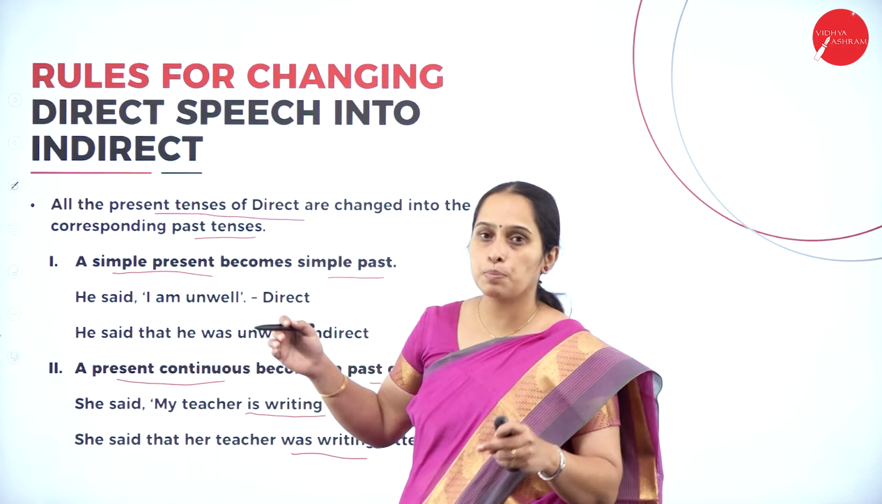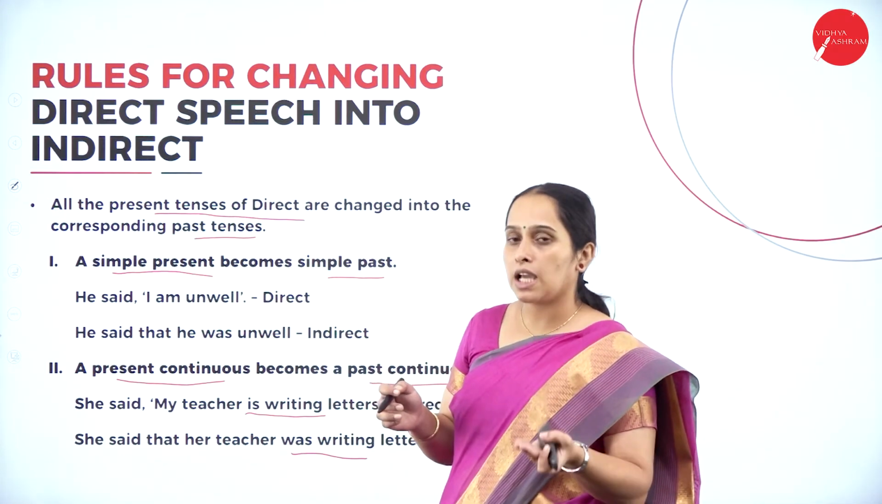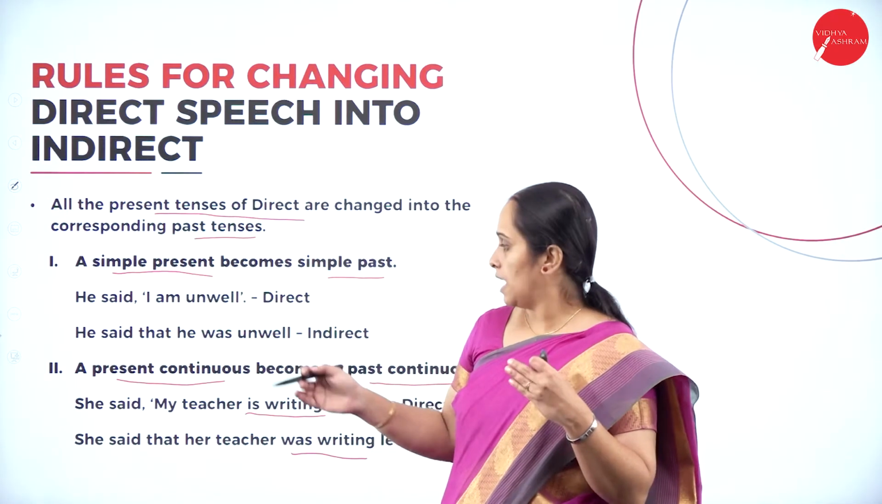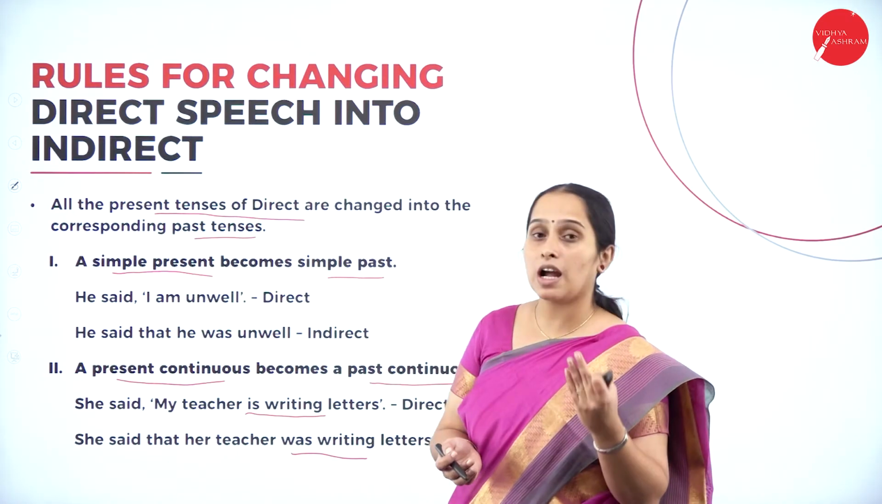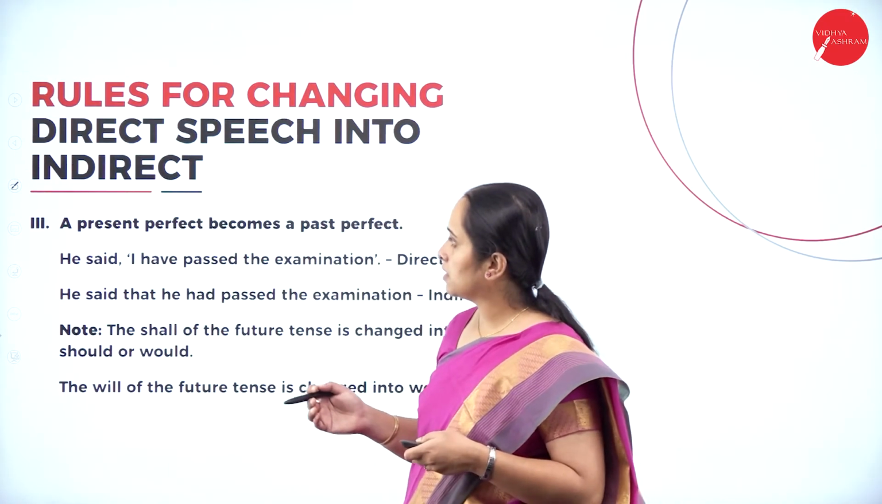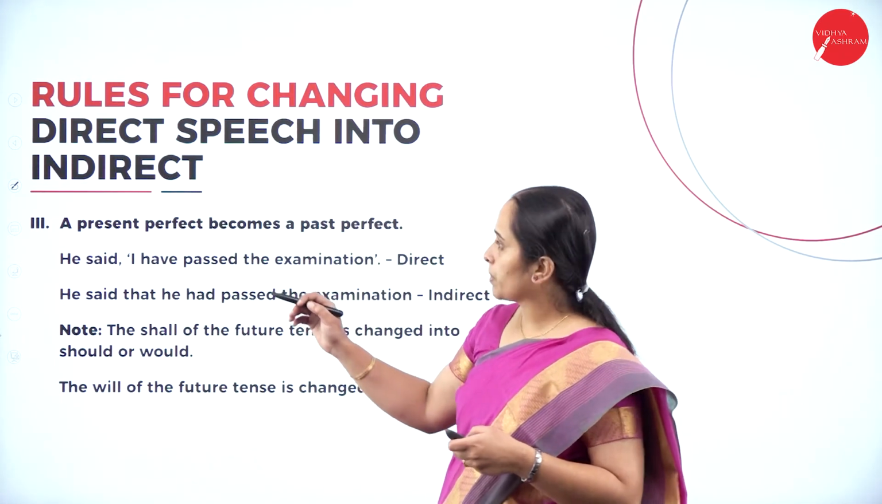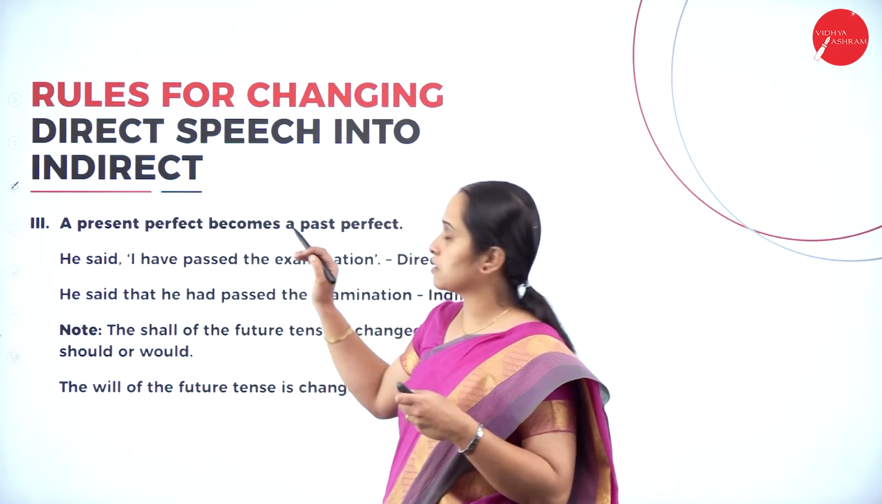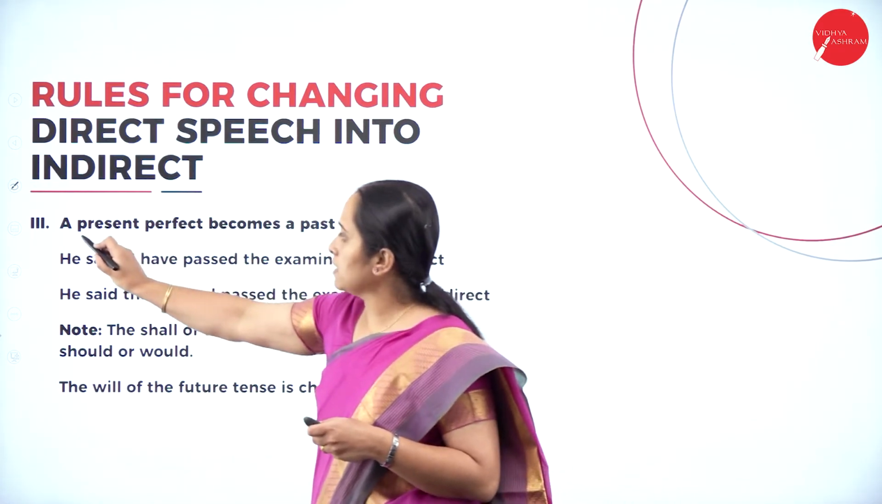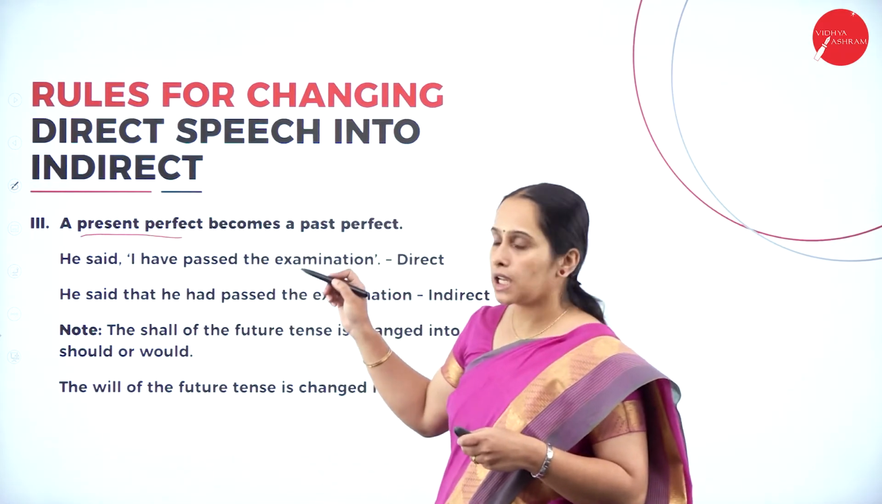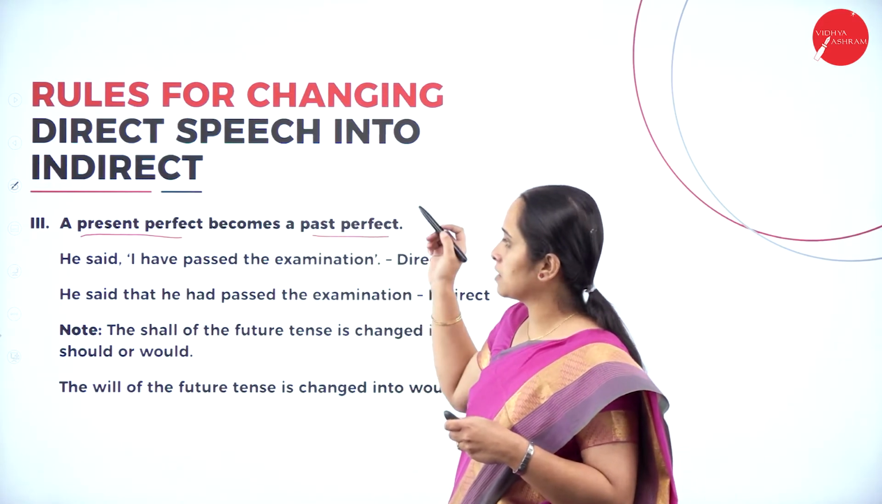First one is a simple present tense becomes a simple past tense, and a present continuous tense will become past continuous tense. Next one, third one, is a present perfect tense becomes a past perfect tense.